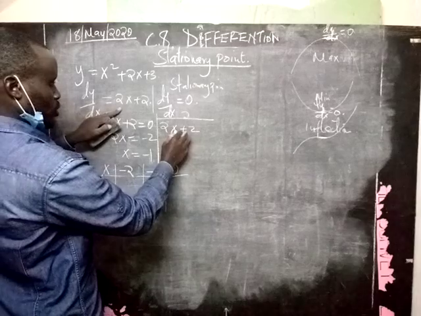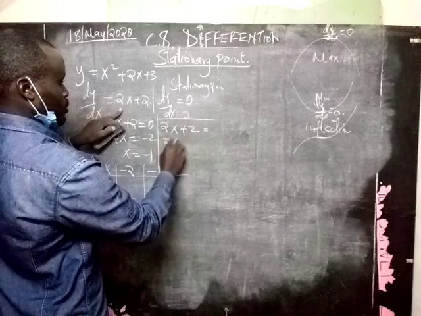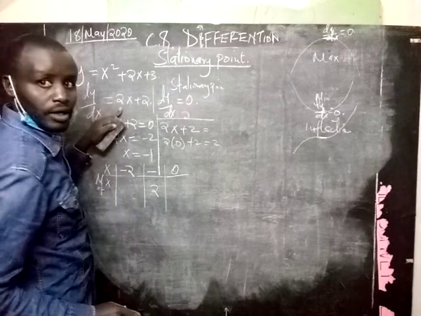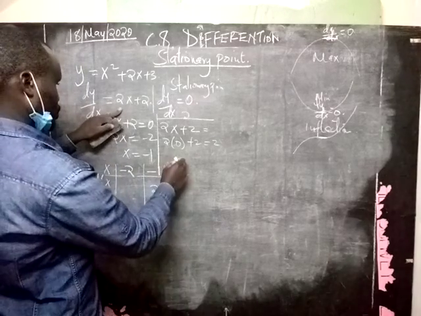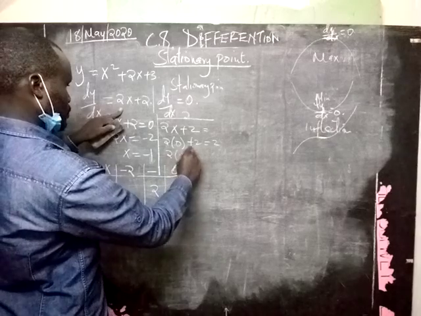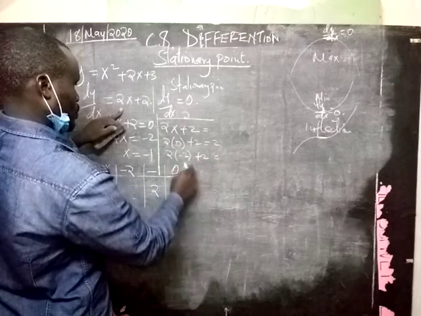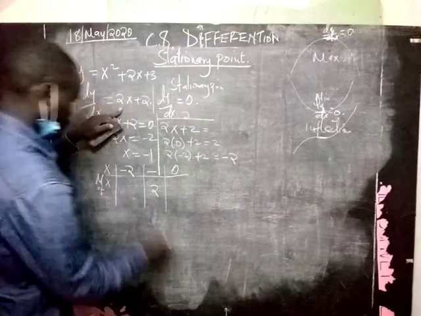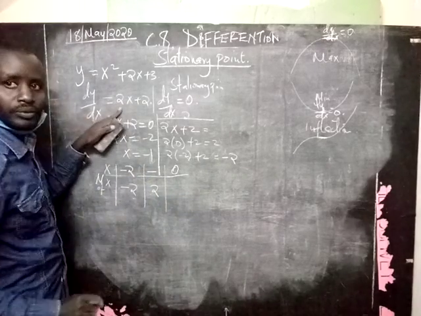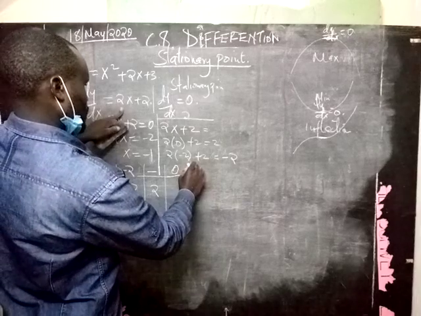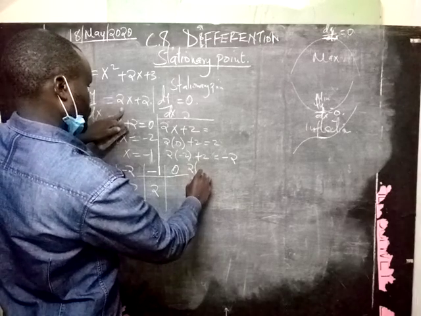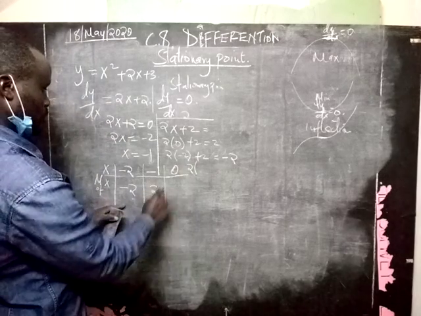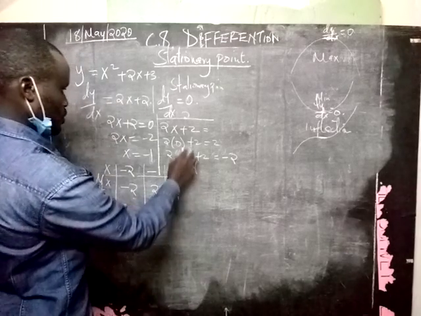So when we put 0 here, 0 plus 2, we are going to get 2. So we'll have 2 here. When we put negative 2 into 2x plus 2, we are going to have negative 4 plus 2, so we are going to have negative 2. So here is negative 2. When we put 0, we get 2 here.